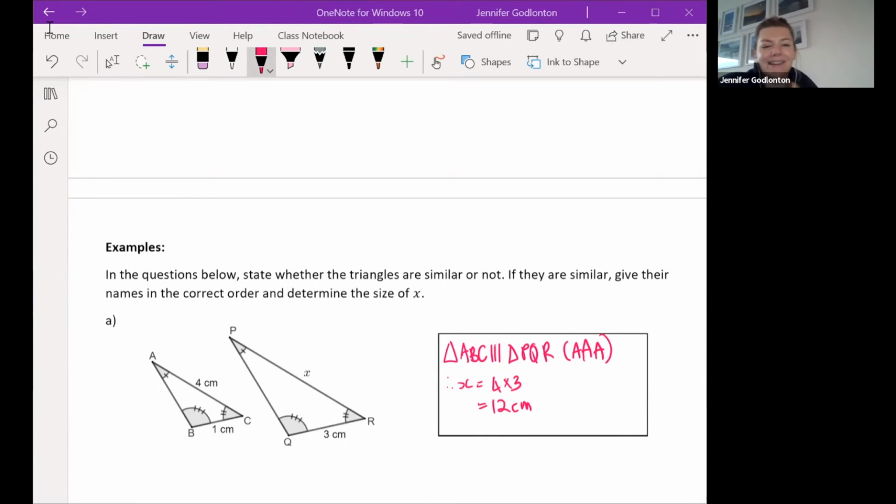It's very lonely. Okay, so in this case, triangle ABC is similar to triangle PQR because the angles are exactly the same. And we multiplied that 1 by 3 to get to 3. So we are going to multiply that 4 by 3 to get to X. So Christabel, I think I just explained what you were just asking, but if you don't understand, let me know.